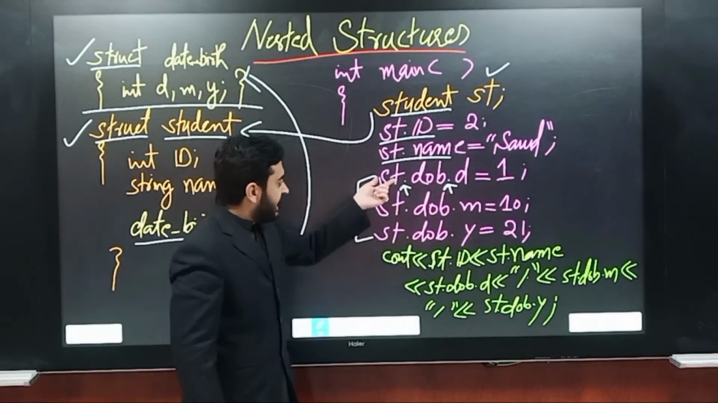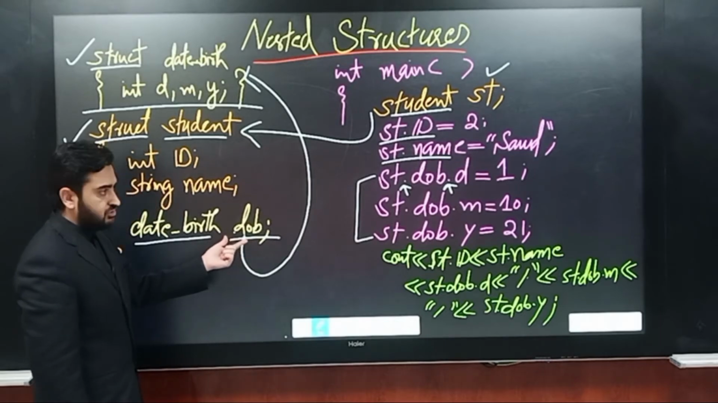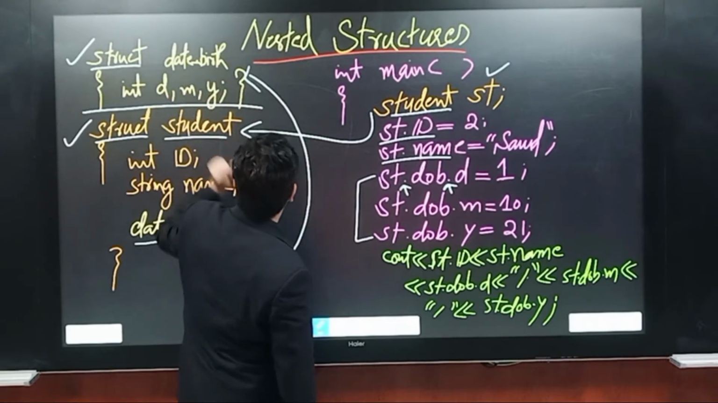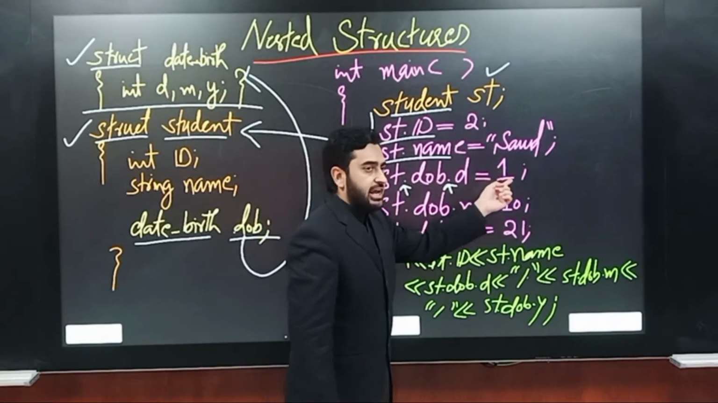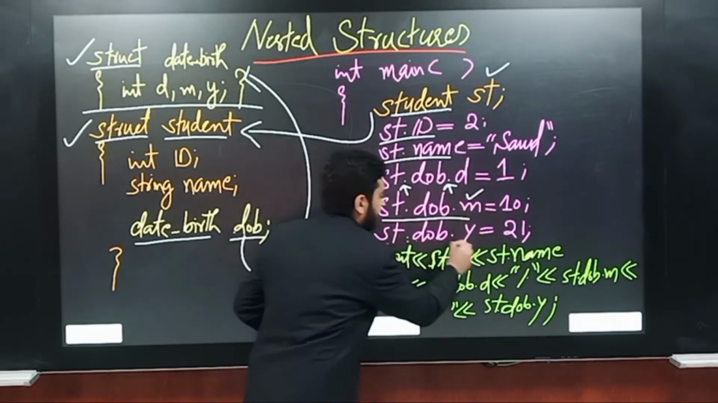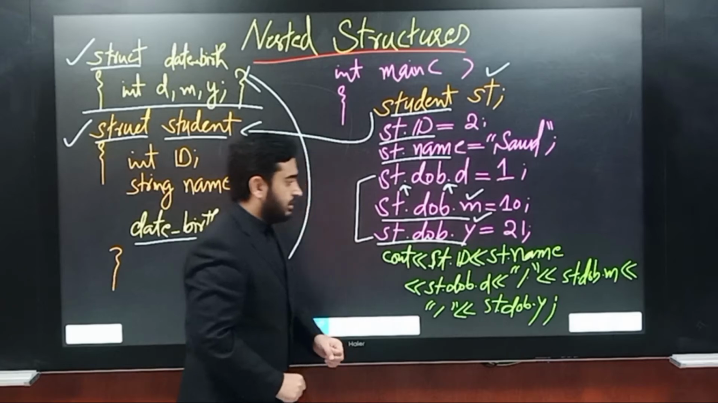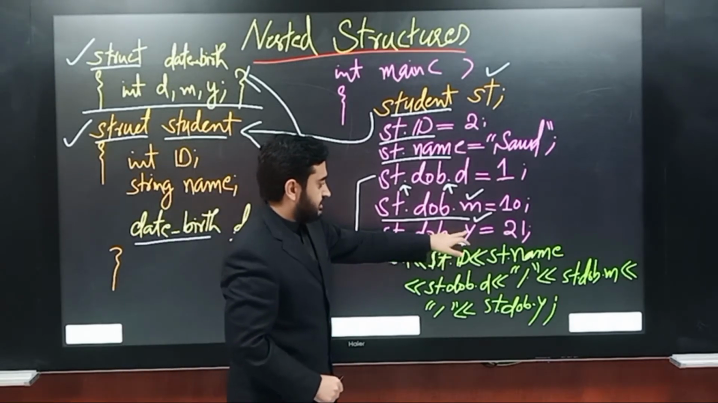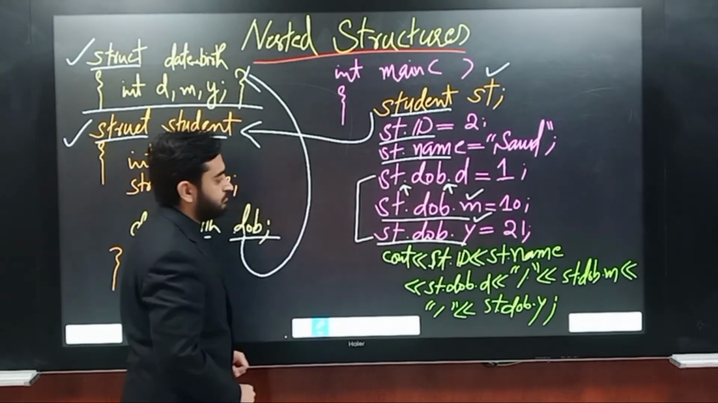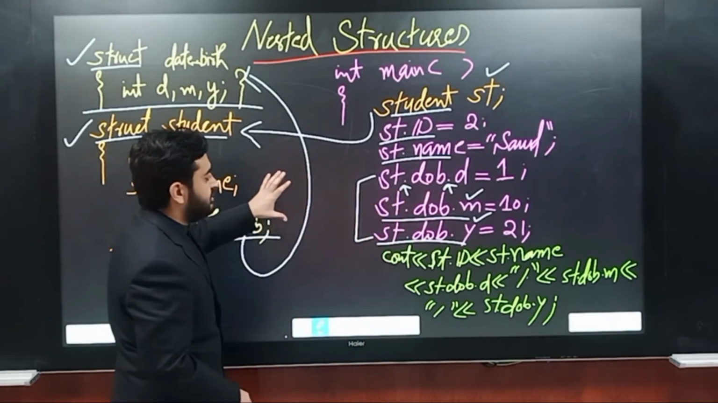So how can we access them? st.dob. DOB is a variable here in the student structure. Dot d is a data member in the date of birth structure, and then we have initialized it to one. Similarly we have accessed m, and similarly we have accessed the data member y of the date of birth structure using the dot operator, and we have assigned values into these nested structures. So this is a very simple way to access a nested structure.